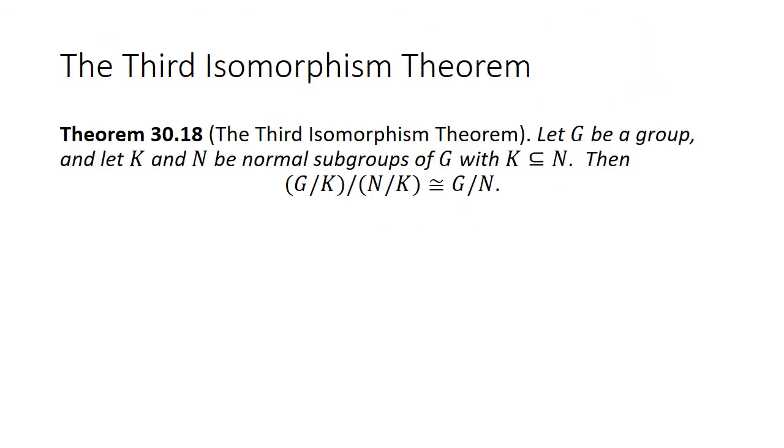Okay. All right, so that brings us to the third isomorphism theorem, which tells us that that thing we saw in the activity is actually true in general. So let G be a group, and let K and N be normal subgroups of G, with K being a subset of N. So K is also going to be a subgroup of N, of course. Then G mod K mod N mod K is isomorphic to G mod N. So you can sort of cancel out the mod K part there in a way.